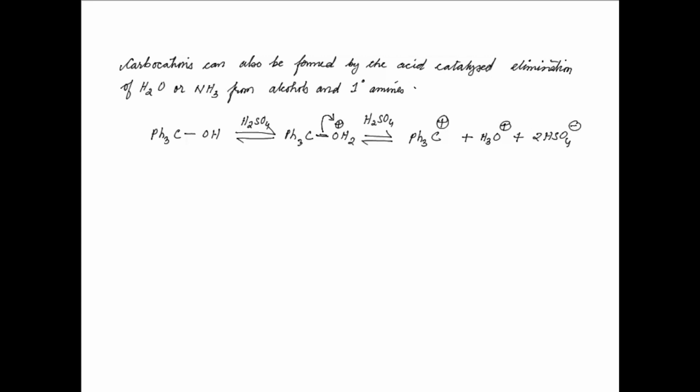Similarly, if you have a primary amine, for example RNH2, now this one, when it is acid catalyzed, can be converted into NH3 positive. Now this can leave like this to get a carbocation plus an ammonia molecule. So these are some ways how your carbocation can be produced by acid catalyzed elimination of a water molecule and also an amine molecule from primary amines.